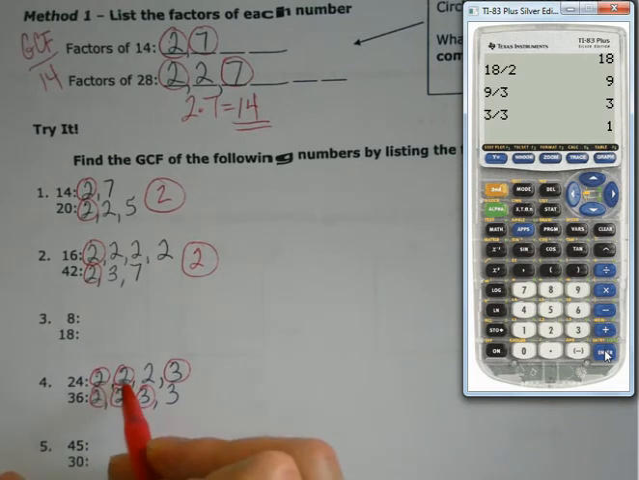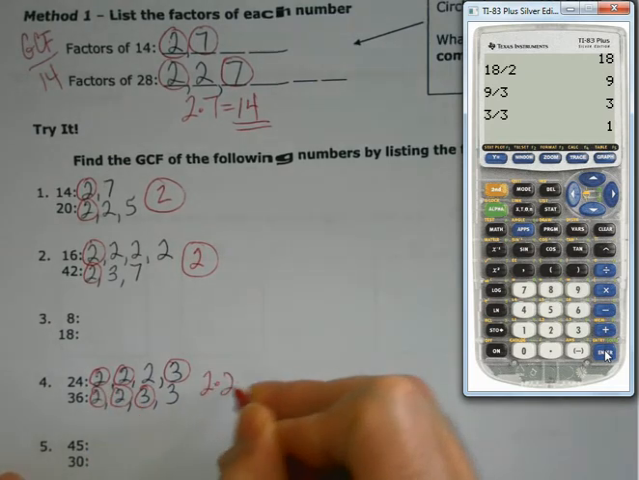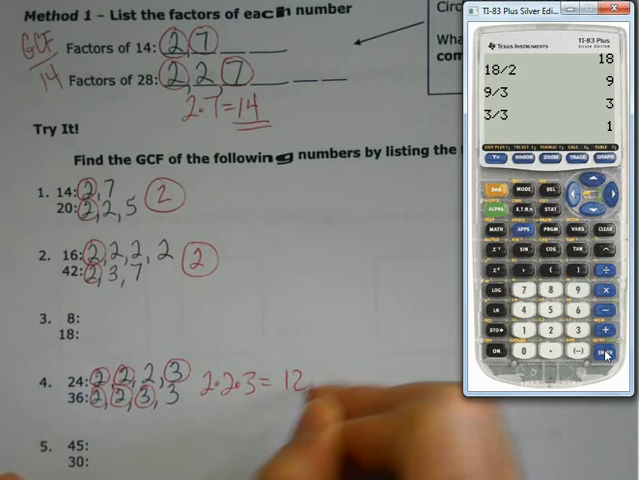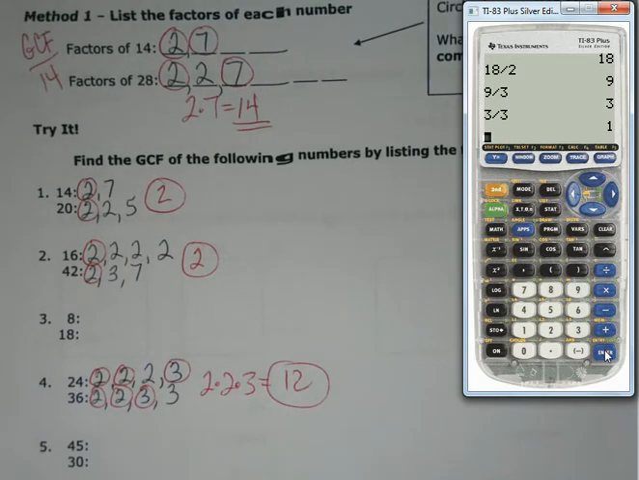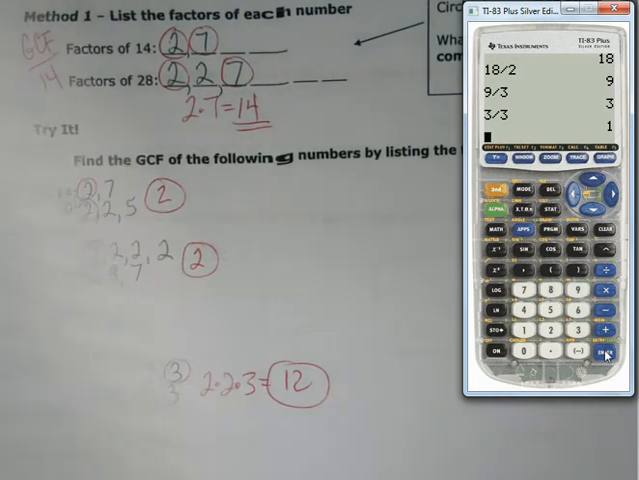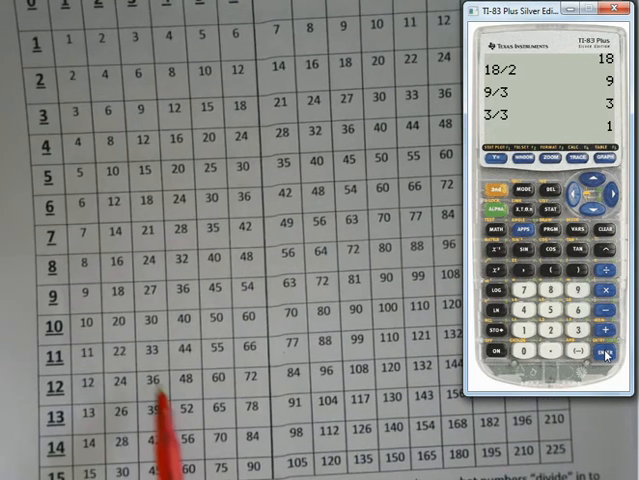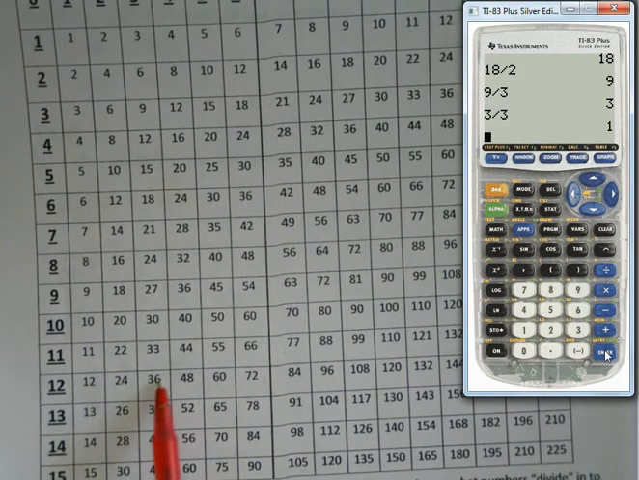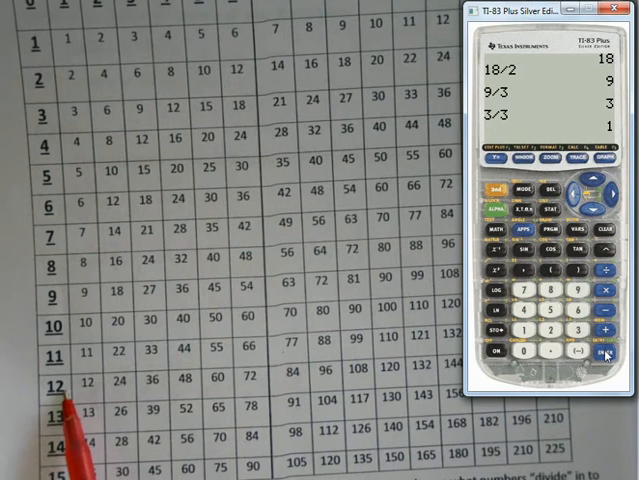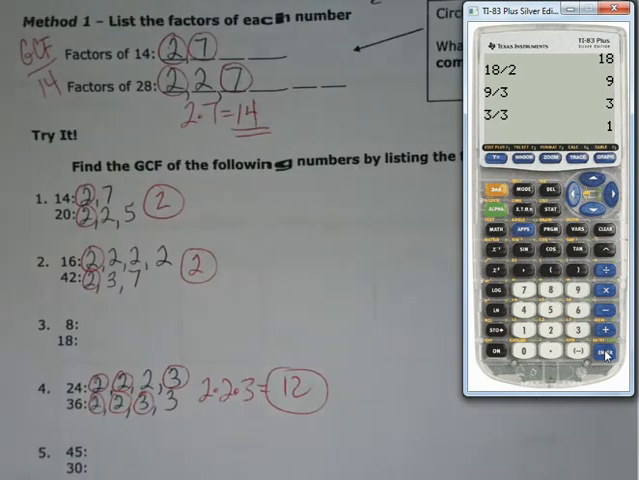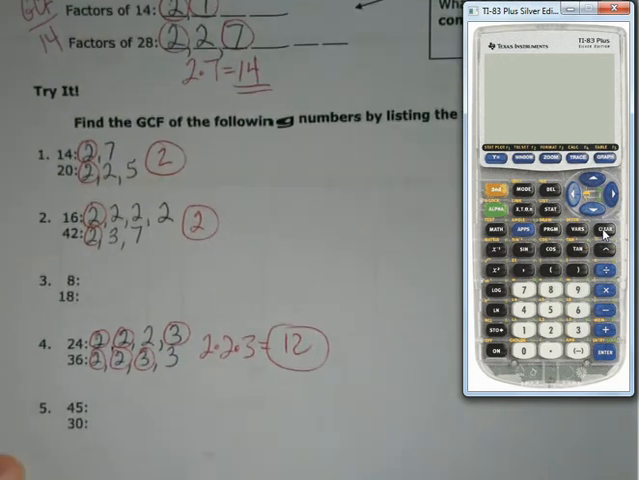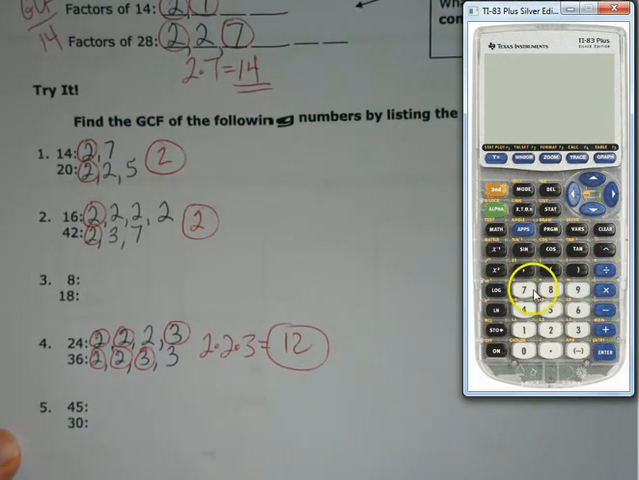So 2 times 2 is 4. Times 3 is 12. And again, if I were to go charting, there they both are. And there's my 12 row. So I have options. One last one down here at the bottom, and then we're going to kind of see which way we want to go with the best here.